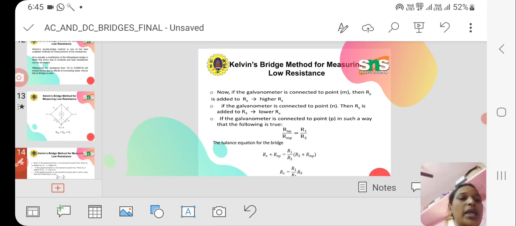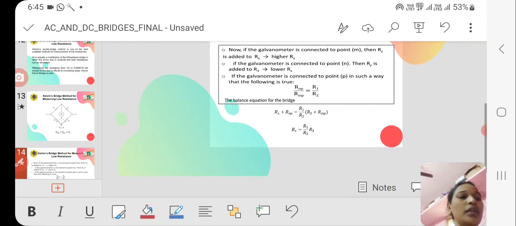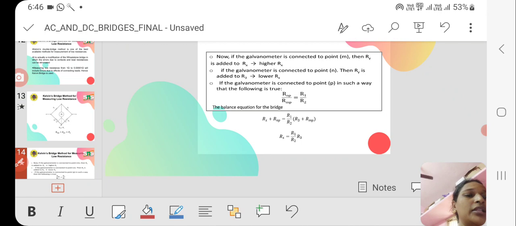If the galvanometer is connected at point P, the exact midpoint between M and N, in such a way that the following condition is true: RNP by RMP is equal to R1 by R2. Hence, for bridge balance equation, the opposite arm resistance should be equal. So, Rx by RNP is equal to R1 by R2 into R3 plus RMP. Therefore, we need to find Rx. So, Rx is equal to R1 by R2 into R3.